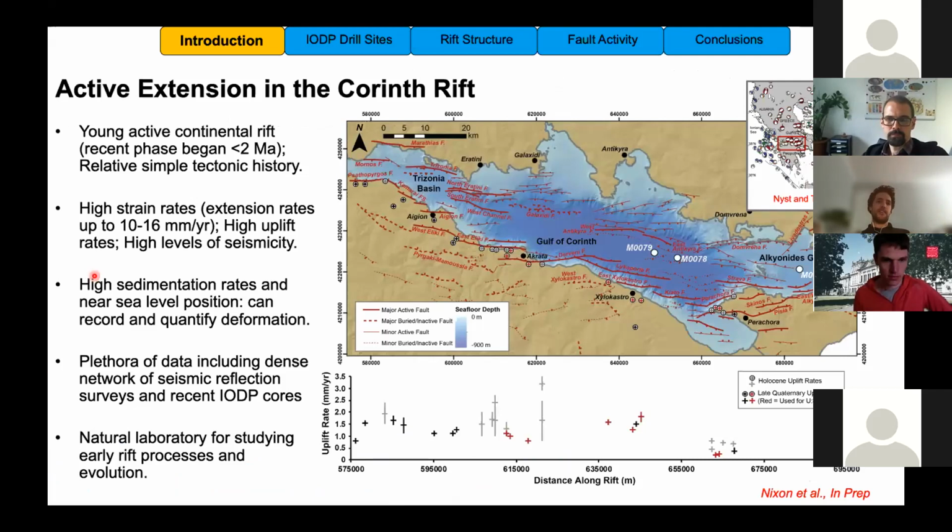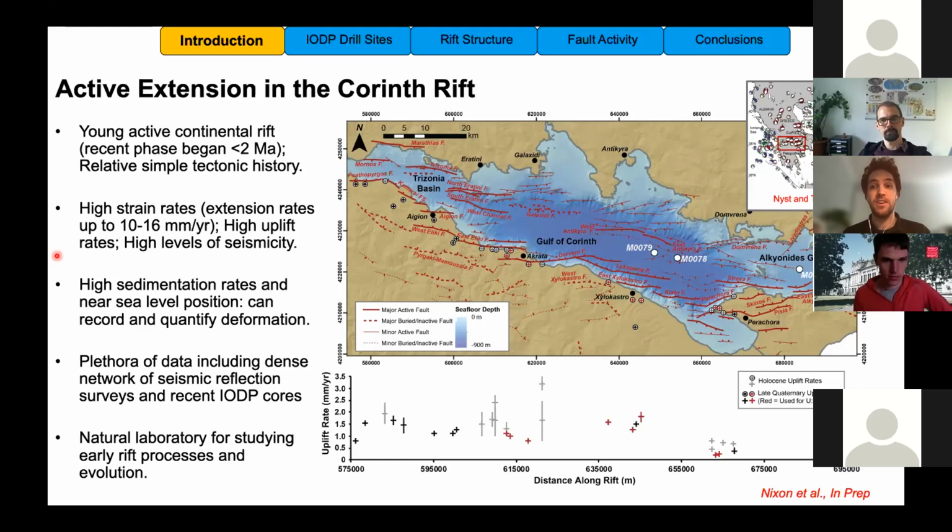So firstly, to start with, why are we interested in the Corinth Rift? Well, the Corinth Rift is a very young and active continental rift, which began approximately 2 million years ago. It has quite a simple tectonic history, no overprinting tectonics, and approximately north-south extension. And the extension rates are very high. The modern geodetic rates are up to 16 millimeters per year in some places. There are also high uplift rates that have been measured along the southern margin.